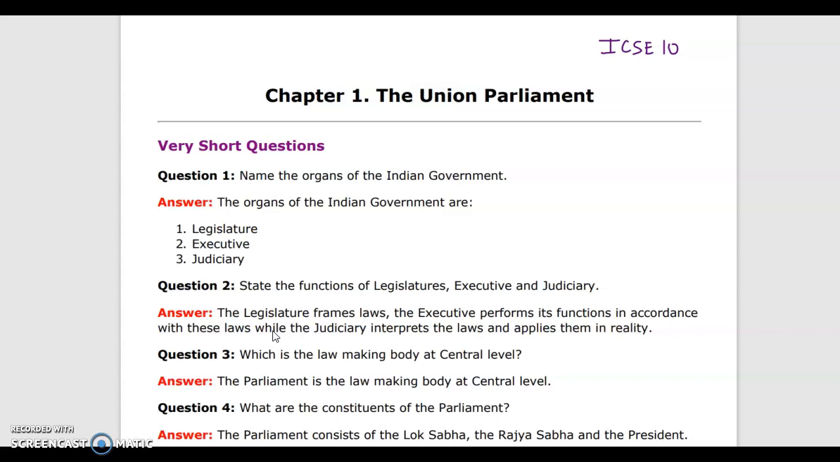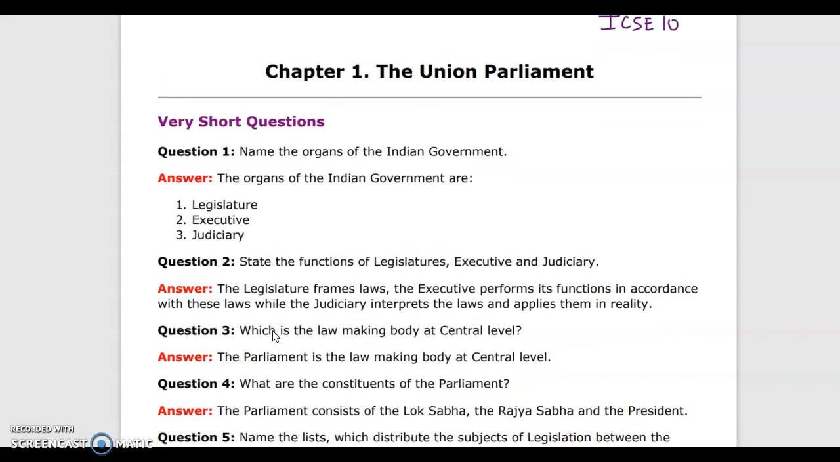Hi everybody, we'll be starting with the Union Parliament, a chapter of the ICSE 10 Civics part. We'll be covering all these chapters and the important questions of this particular chapter. I'll start with very short question answers that are likely to come in your board examination and have been repeated if you go back to the past year papers.